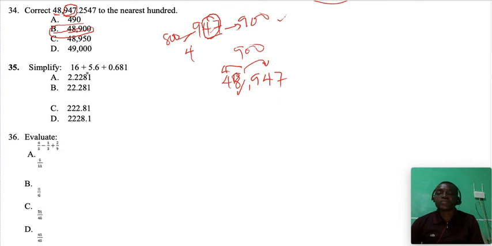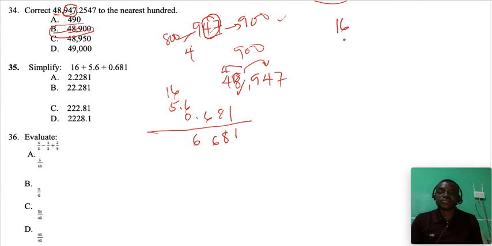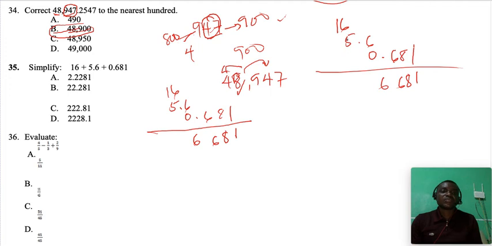Then we have question 35. We have to simplify 16 plus 5.6 plus 0.681. Let's do it this way again. So 16, 5.6, then 0.681. You have to arrange it based on the decimal places. So here will give us 1866. 6 plus 5 is 11, remember 1, then 2. So 21.6681.